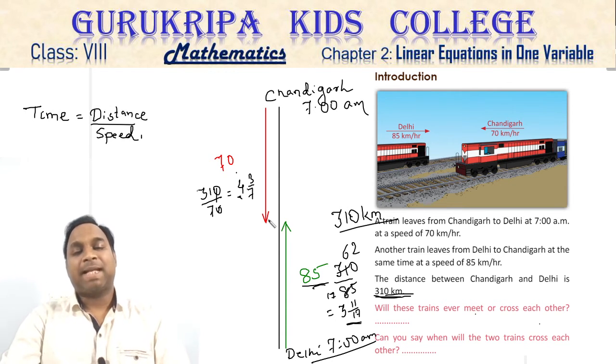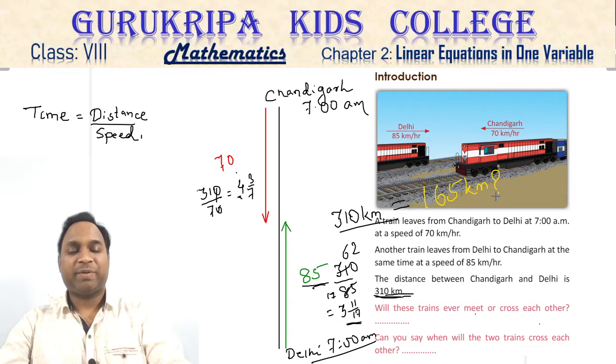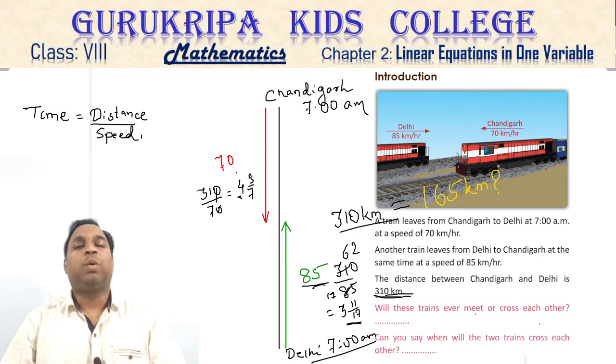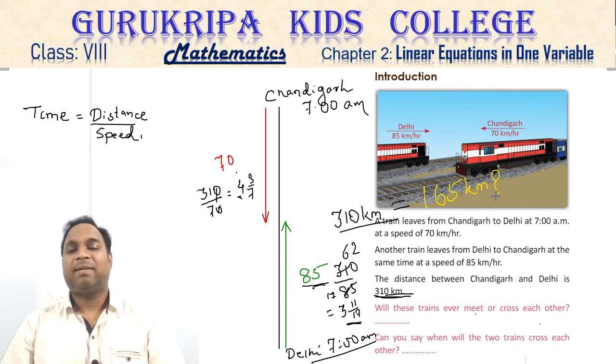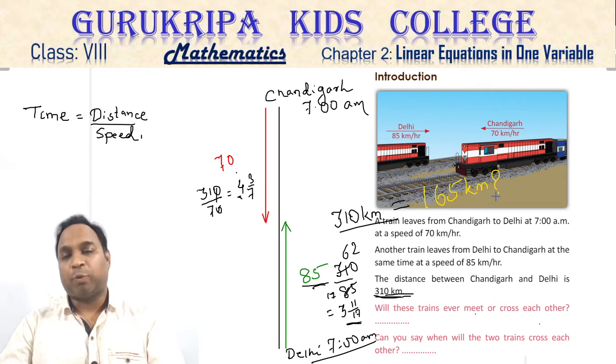So will they meet exactly in the middle? Exactly in the middle means after crossing 165 km, 310 divided by 2, that is equal to 165 km. Let me write in yellow, it will be visible here. Will they meet after 165 kilometers exactly in the middle? No. That would have happened only if the speed of the trains were equal. If the speed of both were equal, then they could have met exactly in the middle. So how will we calculate where will they meet or at what time will they meet?